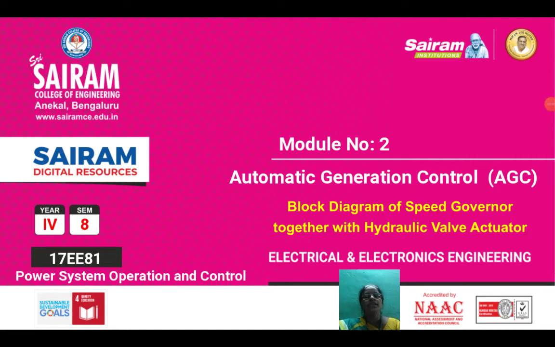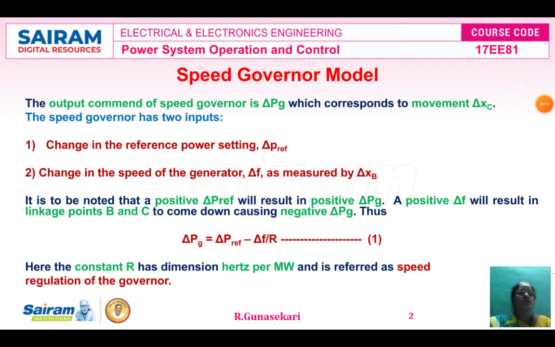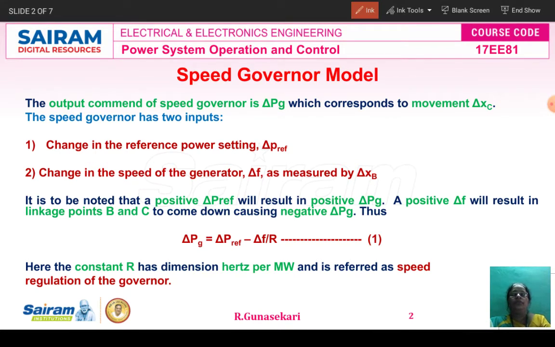In this lecture video, we studied the block diagram of the speed governor together with the hydraulic valve actuator in automatic generation control. Students, the speed governor model consists of two inputs. The first input is del PG.